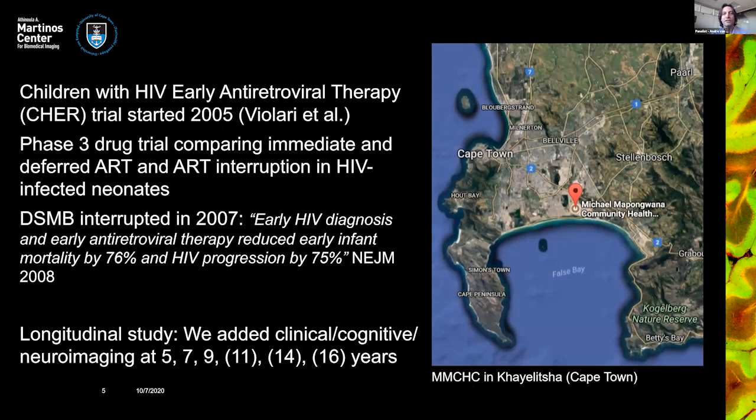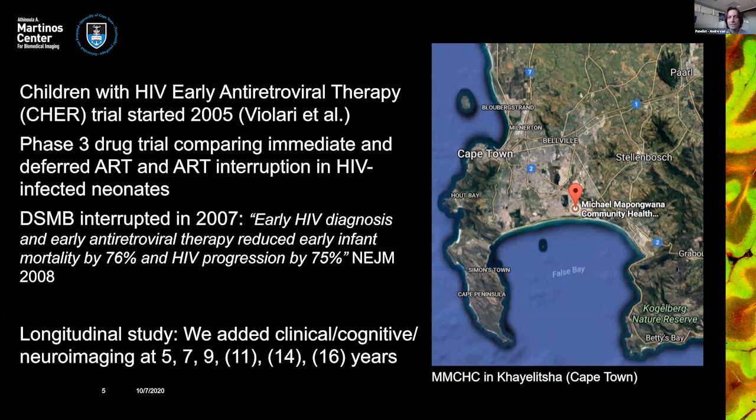The Children with HIV Early Antiretroviral Therapy, or CHER trial, started in 2005. PI was Ali Violari, working with Mark Cotton and others. This was a phase 3 drug trial comparing immediate and deferred ART and ART interruption in HIV-infected neonates. 2 years into the study, the DSMB interrupted the study because it was observed that infants in the deferred ART arm, which was a standard of care at that time, had died, whereas infants in the immediate ART survived.